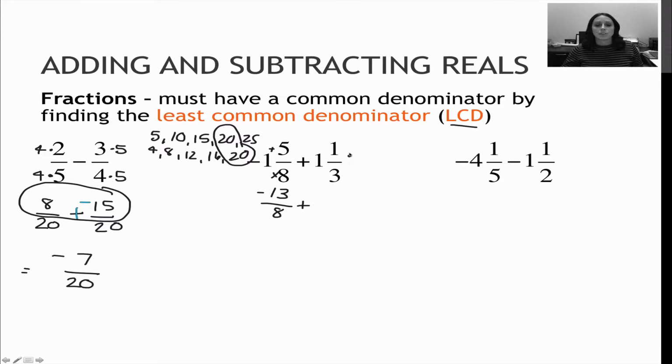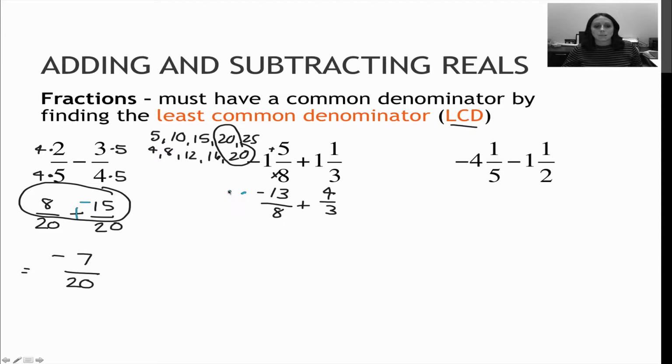And then I'm going to do the same thing here. 1 times 3, which is 3, plus 1 is 4/3. And now I'm going to treat it just like I did that first question. So I'm looking at 8 and 3, and I'm trying to find a number they both go into, and that number would be 24. So I started with 8 and said 8, 3 doesn't go into that, 16, 3 doesn't go into that, 24, 3 goes into that.